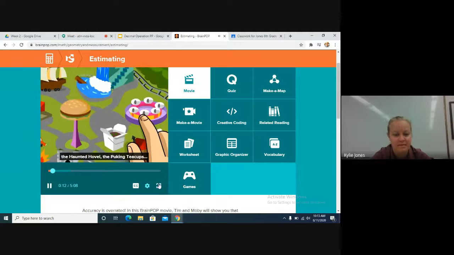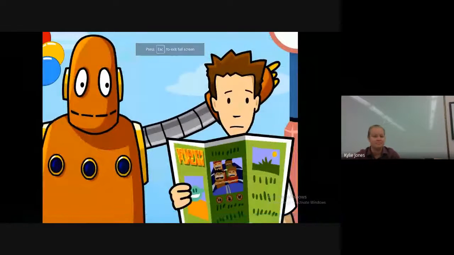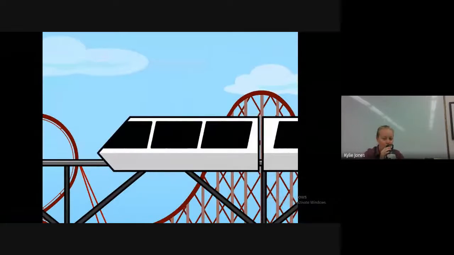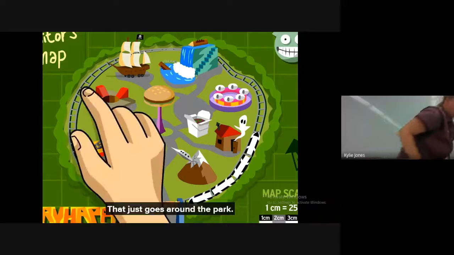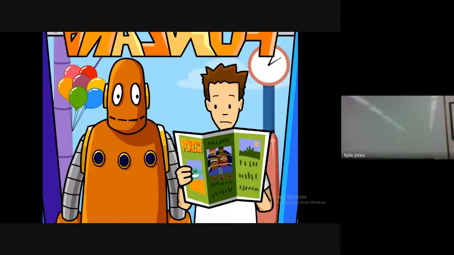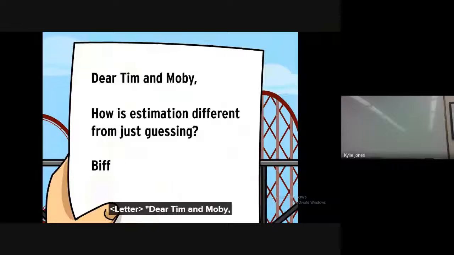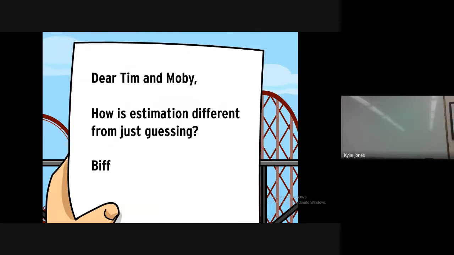Well, the puking teacups, Whiplash Waterfall, the monorail. That just goes around the park in a circle, slowly. All right. Dear Tim and Moby, how is estimation different from just guessing? From Biff.